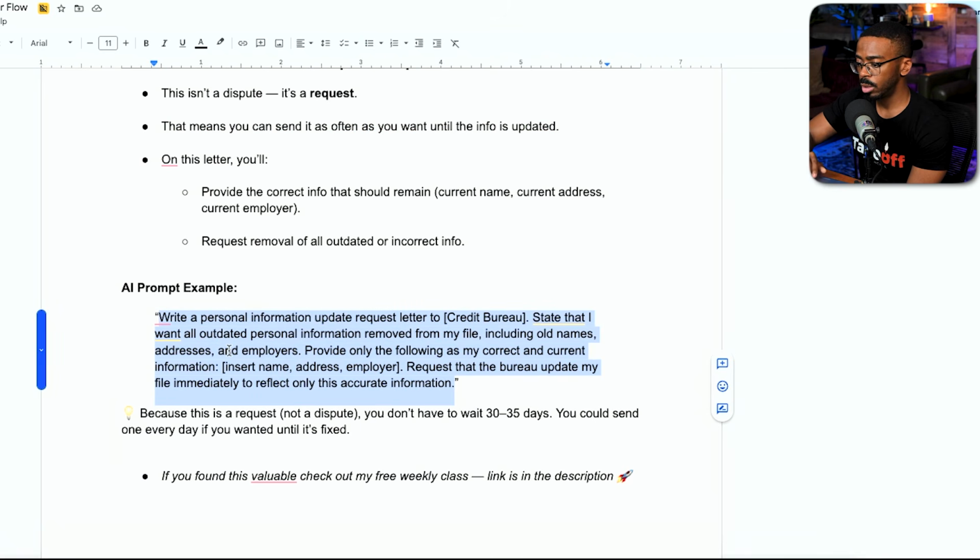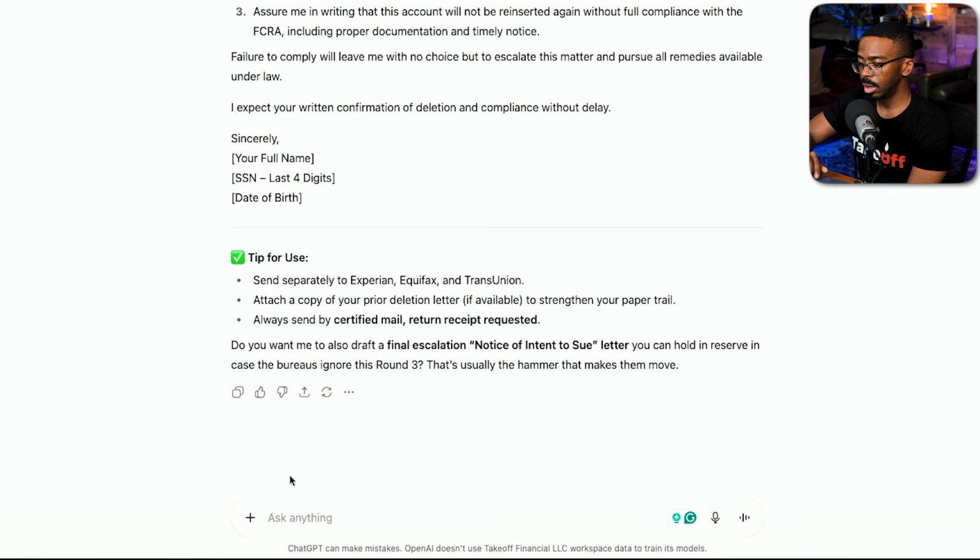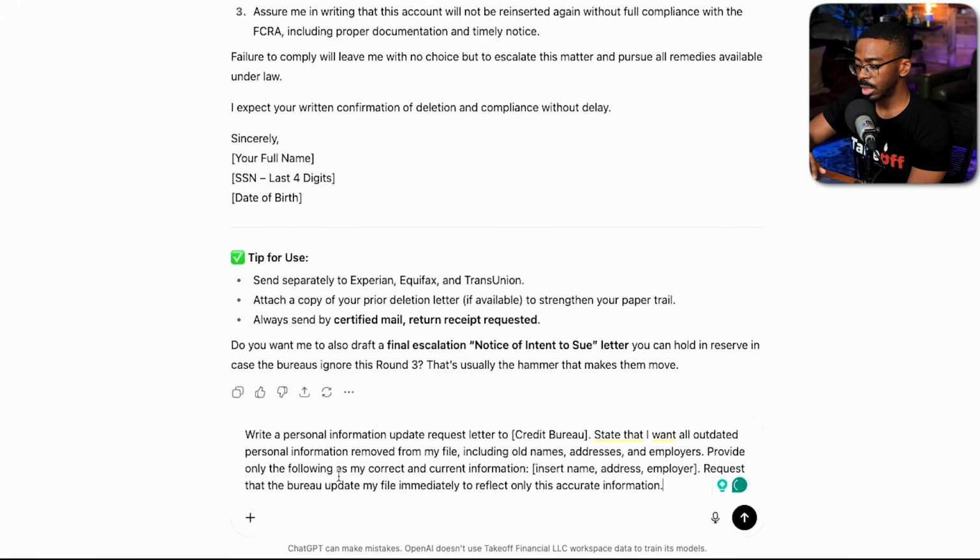And what we want to do here is take this prompt here. Let me make it bold so you guys can see. Take this prompt here, same thing, come back here. And now we have a fourth letter we can send out. But once again, this isn't a dispute, it's a request, right? And we can come in here.